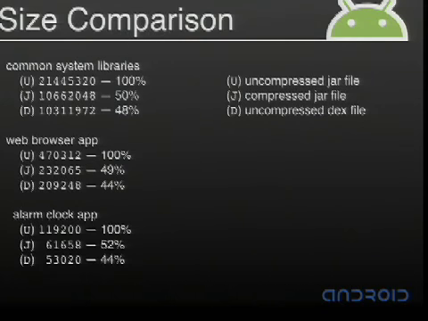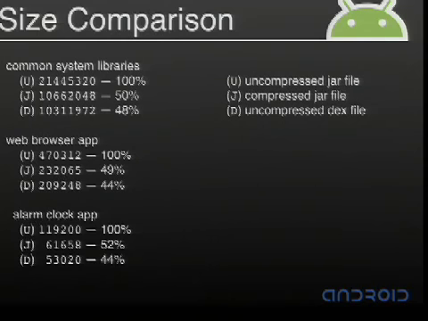So these numbers are sizes in bytes of the system libraries of the Android platform, along with a couple of sample applications. I took these numbers about 2 weeks ago, so they're reasonably accurate. So what you can see there is that a normal jar file is generally about half the size of the uncompressed class files. And at the same time, the uncompressed DEX file that represents the exact same code is usually a couple percentage points even smaller than that compressed jar file.